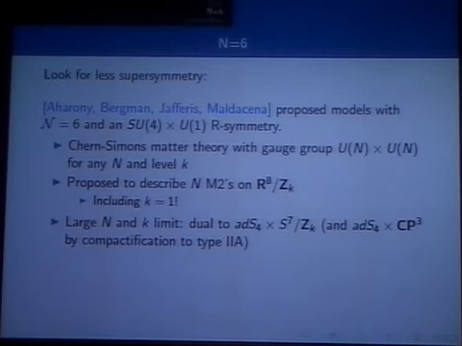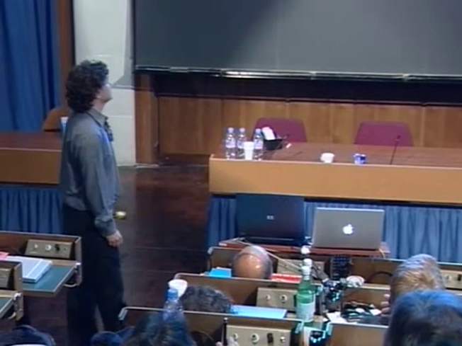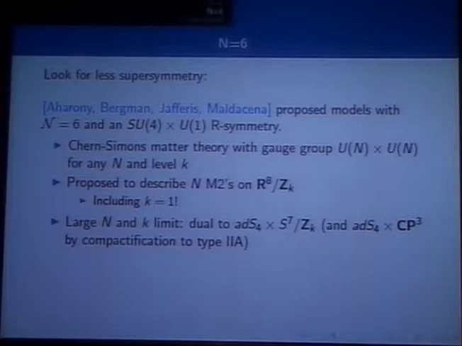I think it's clear where the general field has gone, and that's the paper of Aharony, Bergman, Jafferis, and Maldacena, which we heard about from Juan about an hour ago. From this perspective, you just look for less supersymmetry. And N equals 6 is the next one down the line. Of course, that's still quite a lot. That's 12 supercharges, so that's somewhere between N equals 2 and N equals 4 in four-dimensional counting. Well, what they proposed are Chern-Simons matter theories with gauge groups U(N) cross U(N) for any N and level K. And they proposed and gave very good evidence that these describe N M2 branes on R8 mod Z_K. And miraculously, this involves K equals 1 and also K equals 2, where you expect N equals 8. Although, Juan has mentioned all this stuff earlier. And, of course, the great benefit here is that you get a large N and K limit, and hence you can do AdS/CFT.